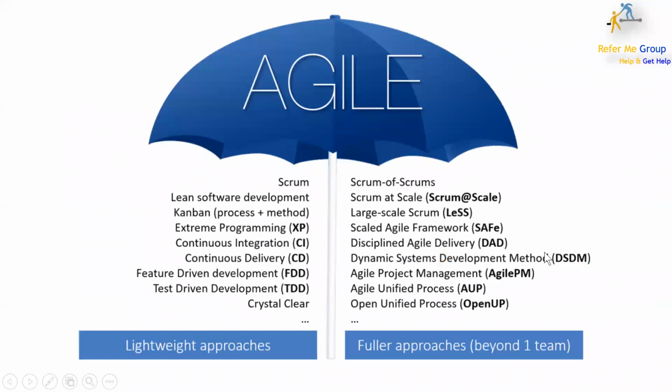There are multiple frameworks in Agile, like a lightweight and a fuller approach. If you have a single team, we call it lightweight, where we follow Scrum, Kanban, CI/CD, and test-driven development. If we talk about the fuller approach, where more than one team participates, there is Scrum of Scrums, Scaled Agile, Spotify, UP, and Open. So multiple frameworks are there which help you to achieve your objective.